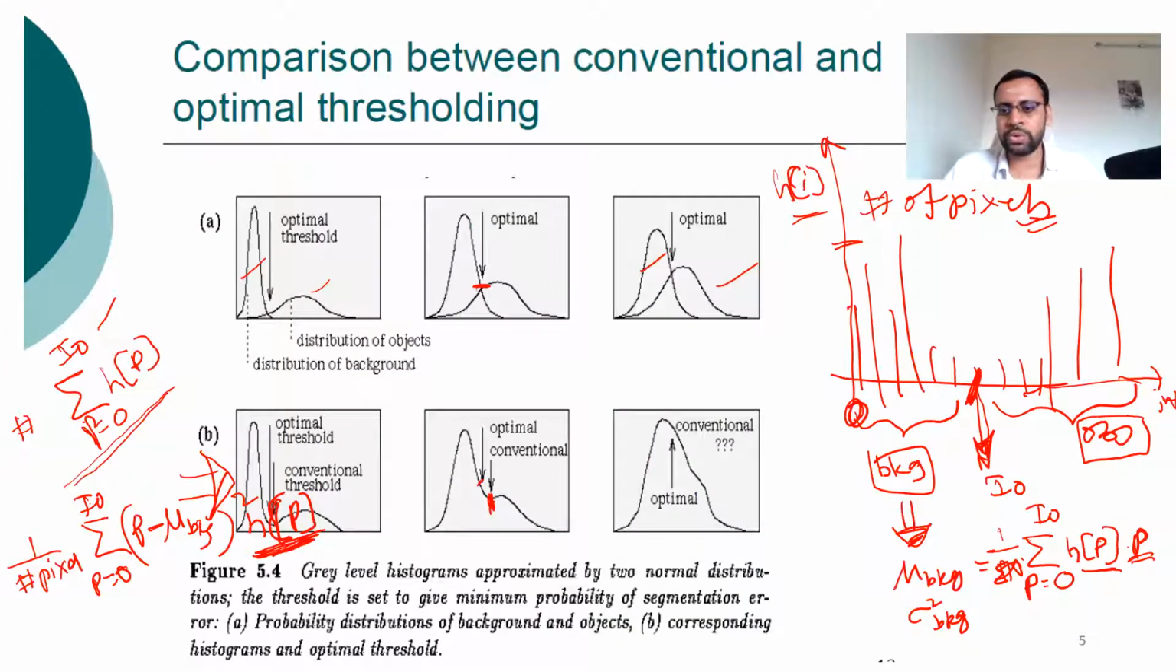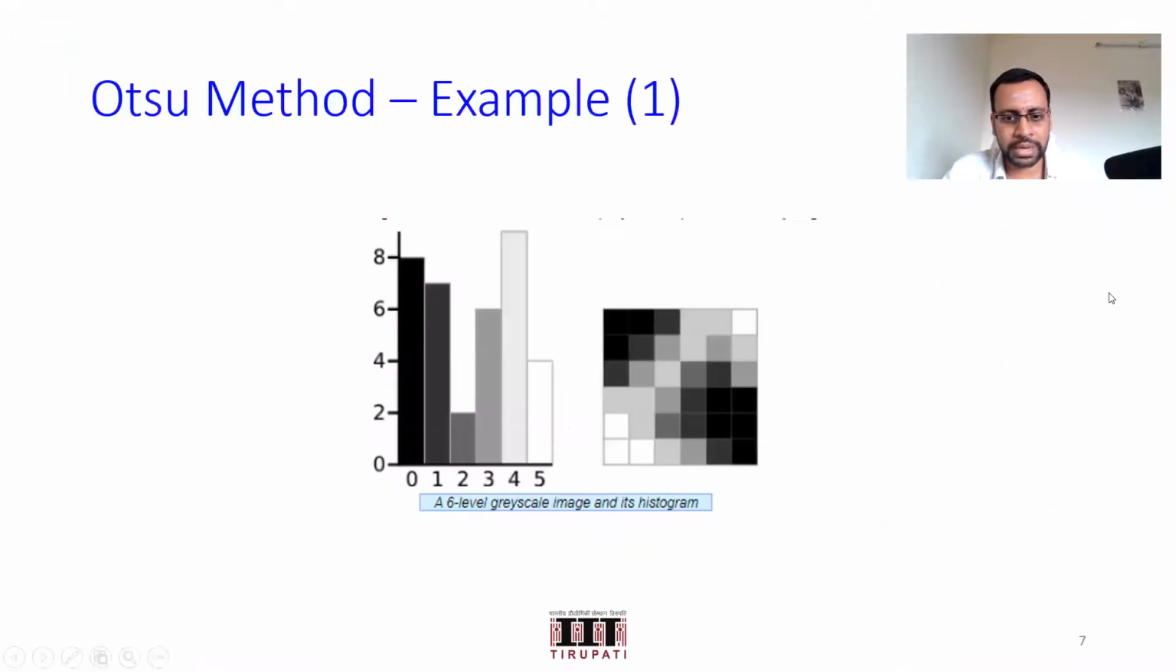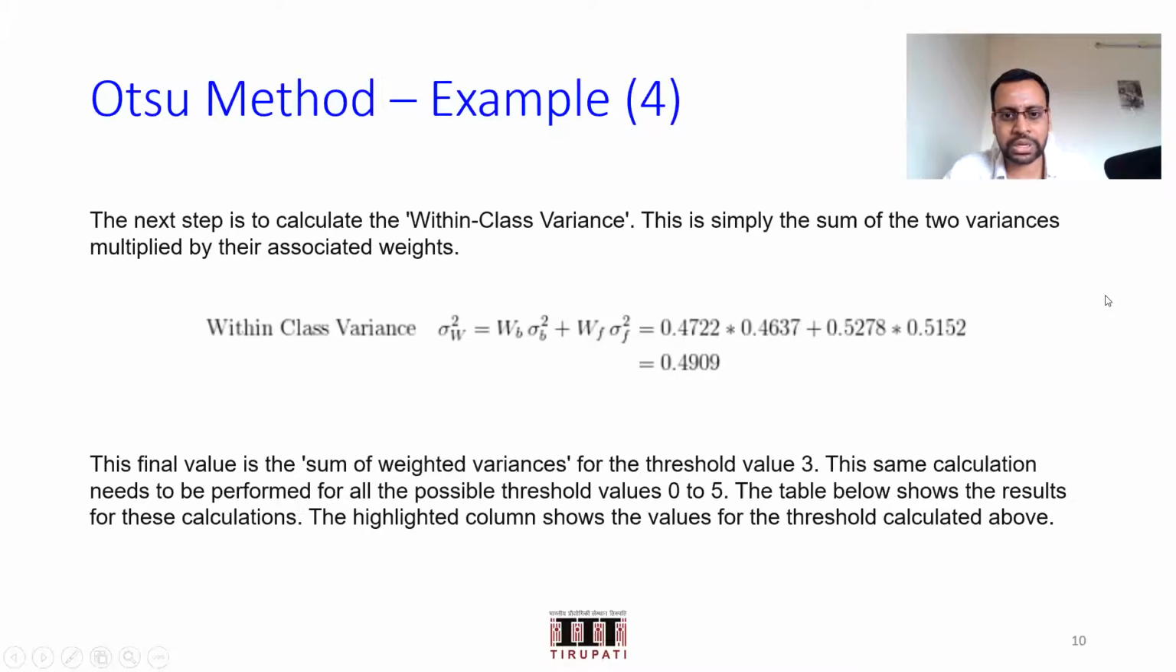Here, how do you take the two terms together? You give a weight for the background which will be equal to the number of pixels for the background divided by the total number of pixels. So that's how you give the two weights. Maybe it will be clear to you if I show you something here.